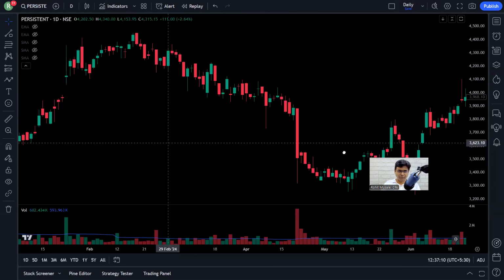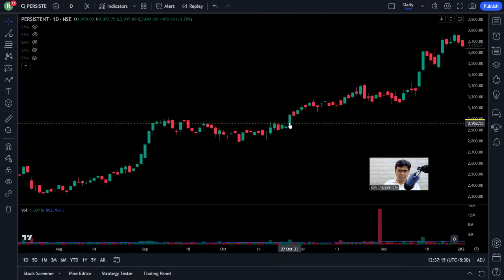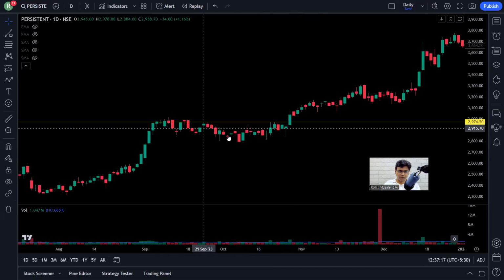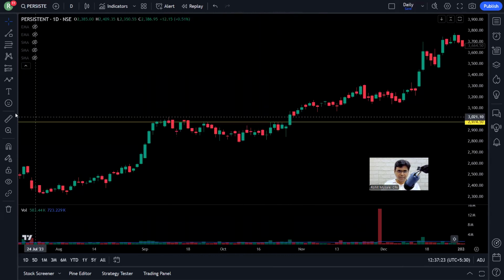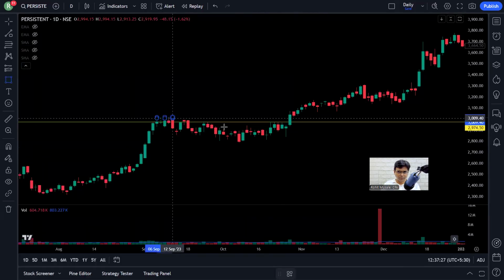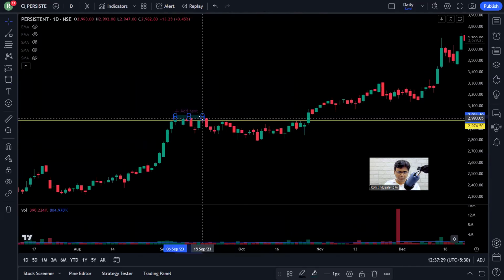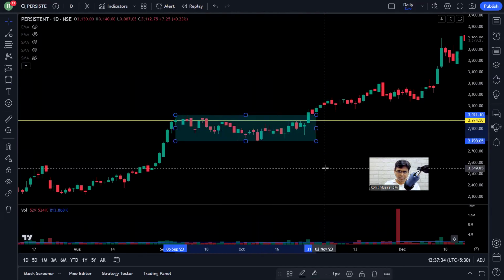So let me show you one base here. This is the breakout candle, 0.1, 0.2, 0.3, 0.4. So that's the breakout. And you see this length. So if I draw this, this is the length of the base.